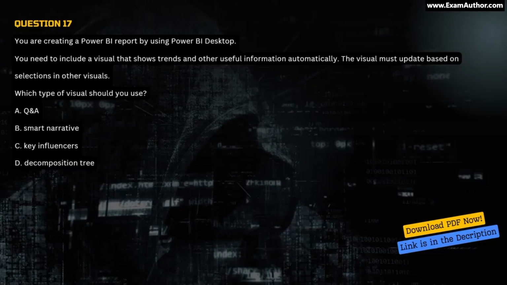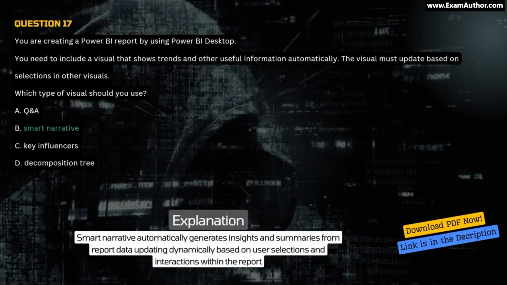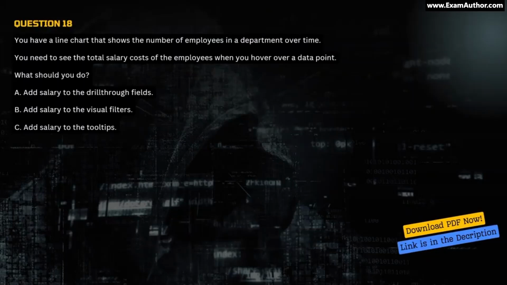Correct answer B. Smart narrative. Explanation. Smart narrative automatically generates insights and summaries from report data, updating dynamically based on user selections and interactions within the report.